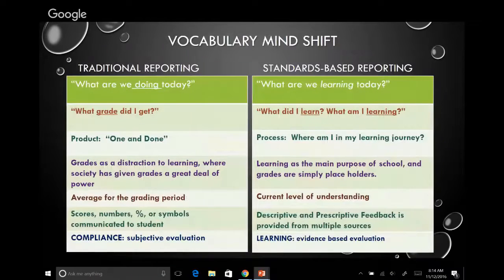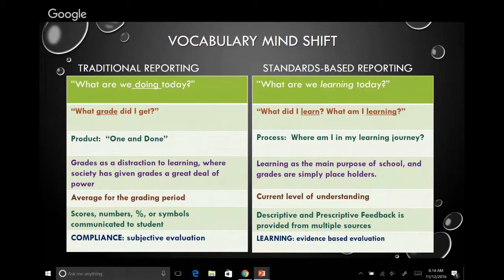So we're going to take a look at some mind shifts. I'm sure that we've all experienced this, is that your kids are really excited to see you and they say, what are we doing today? Well, in a standards-based system, they're going to be asking you, what are we learning today? Which is a big mind shift.